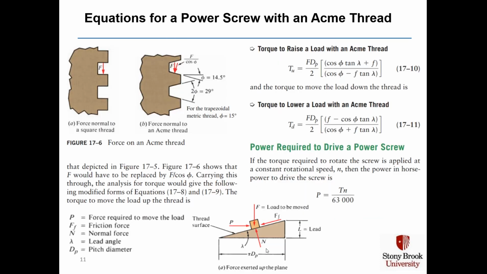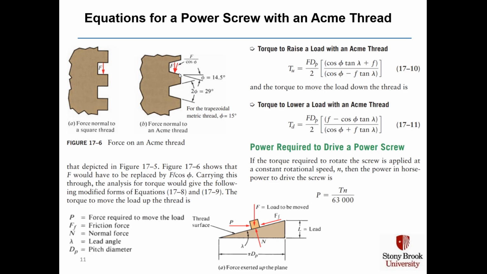The equations for a power screw with an Acme thread get more complicated, and that's because the force F that in the square thread was parallel to the direction of motion and to the lead is no longer parallel. Its force F to move up or move down is angled on this surface, the side of the Acme thread, and that force on the side of the Acme thread is now F divided by cosine phi.